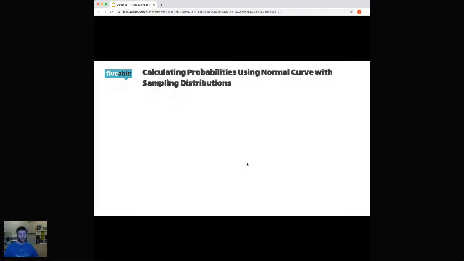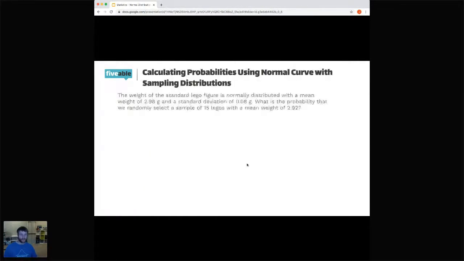So, calculating probabilities with sampling distributions. Same problem. Lego figurine normally distributed with a mean weight of 2.98, standard deviation of 0.08. What is the probability that we randomly select a sample of 15 Legos with a mean weight of 2.92?